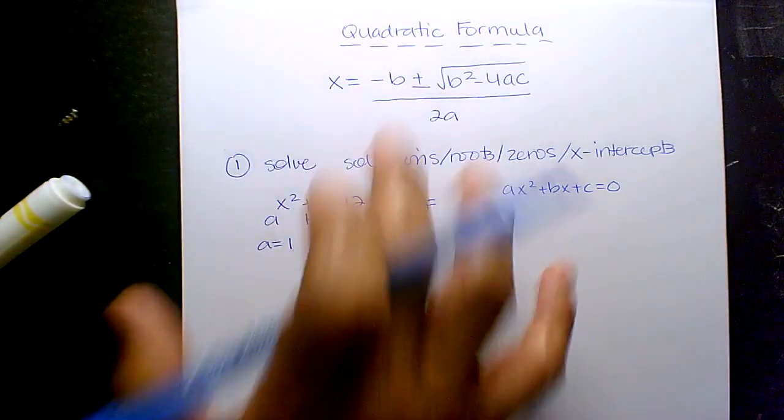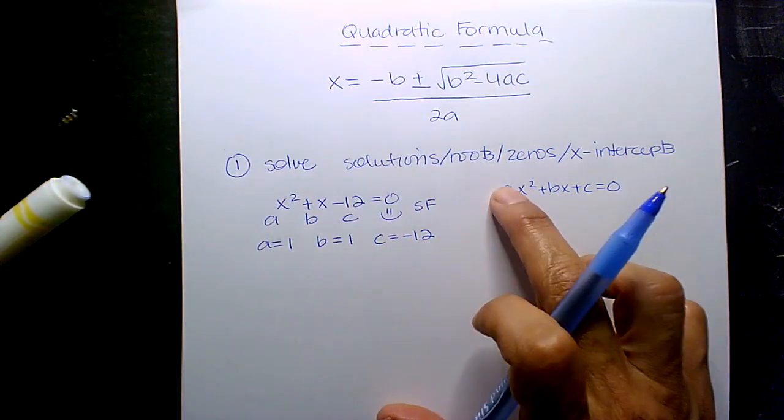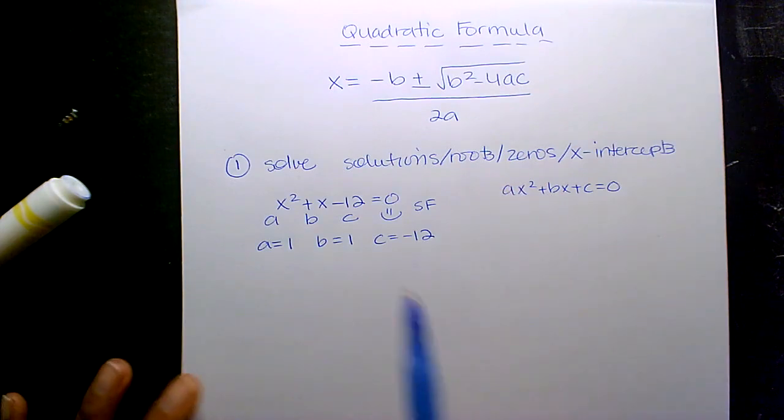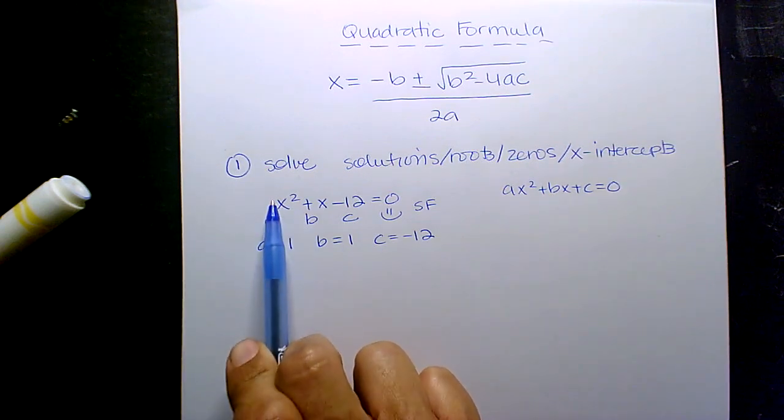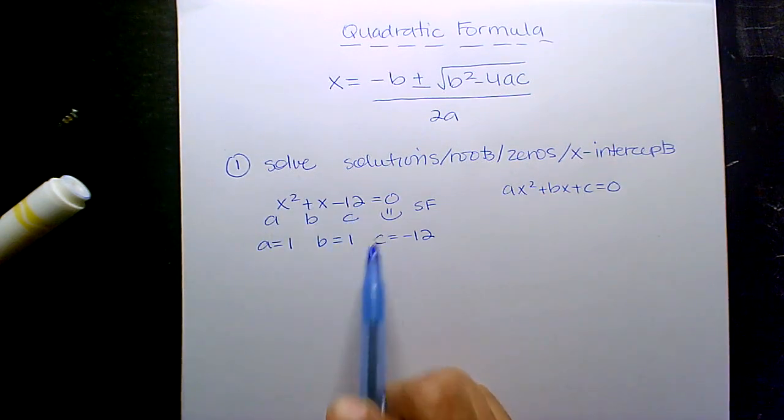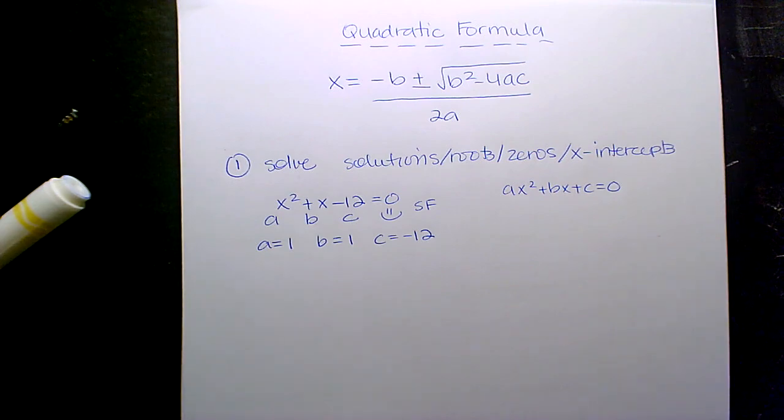Okay, so you get your quadratic formula. We're going to solve using the quadratic formula. Remember, ax squared plus bx plus c. So a is 1, b is positive 1, c is negative 12. Be careful with your negatives.